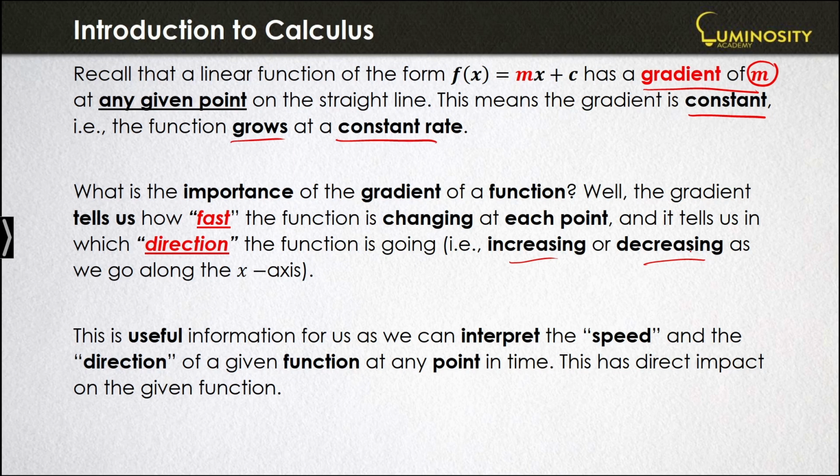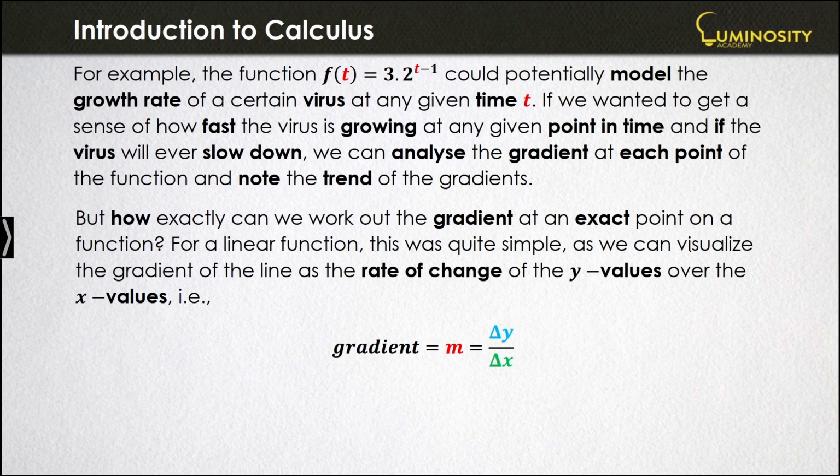And that has a direct impact on the given function. So for example, if you consider the function f of t, where t is the independent variable and f of t is the outcome, your y, your dependent variable, it's 3 times 2 to the power t minus 1. So this is an exponential function, right? Because the variable's in the exponent. So this function could potentially model the growth rate of a certain virus at any given time t.